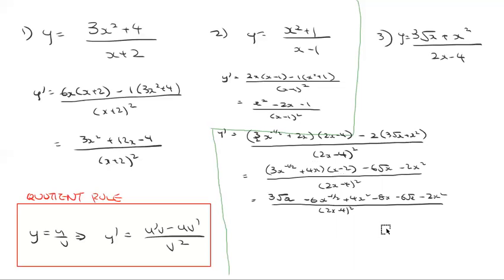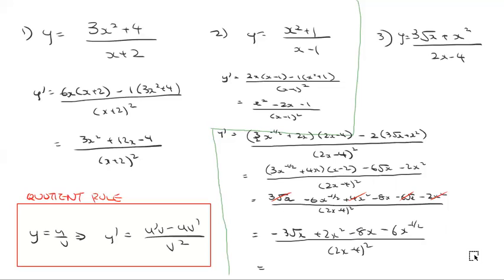equal to 3 root x minus 6 root x is negative 3 root x, plus 4x squared minus 2x squared is plus 2x squared, minus 8x and then minus 6, all on root x. And if you want to make it look a little bit nicer, just multiply everything by root x.